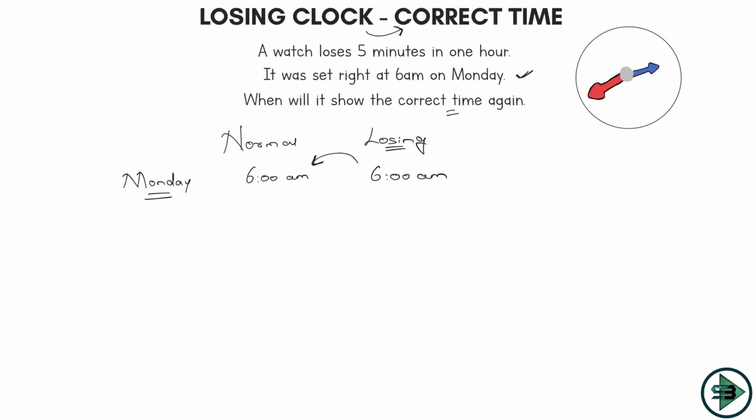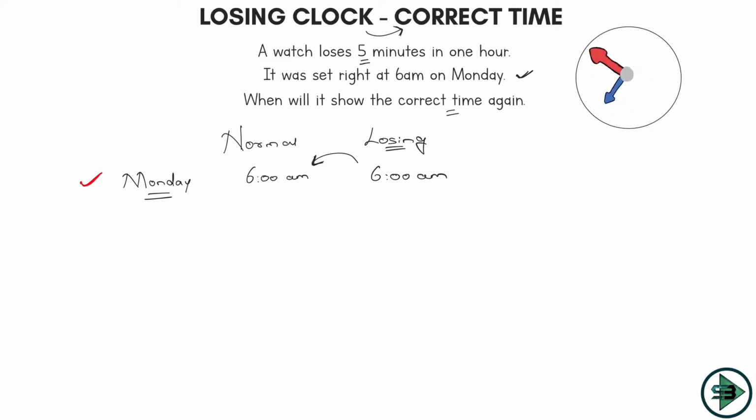When did it happen for the first time? On Monday 6 am. And now the fault begins, because now is when I had adjusted the right timing. Now the fault begins, but it will automatically happen that after a few hours both the clocks will show the same time again. When will this happen? So let's start analyzing this.